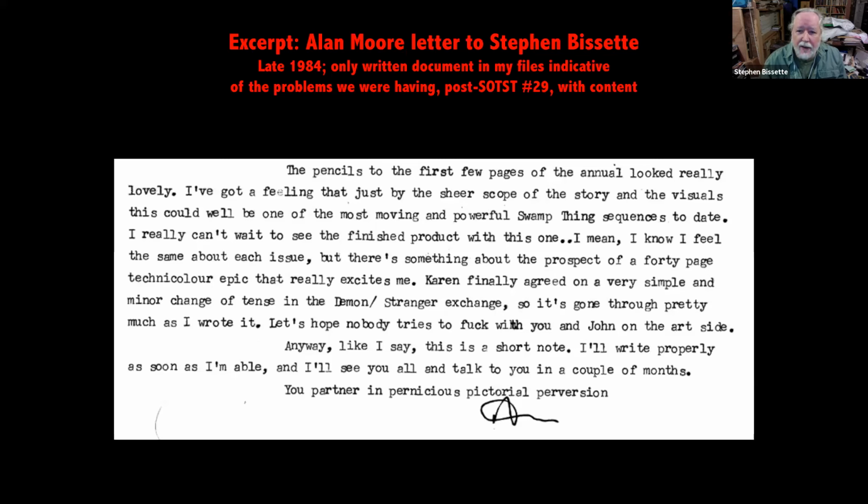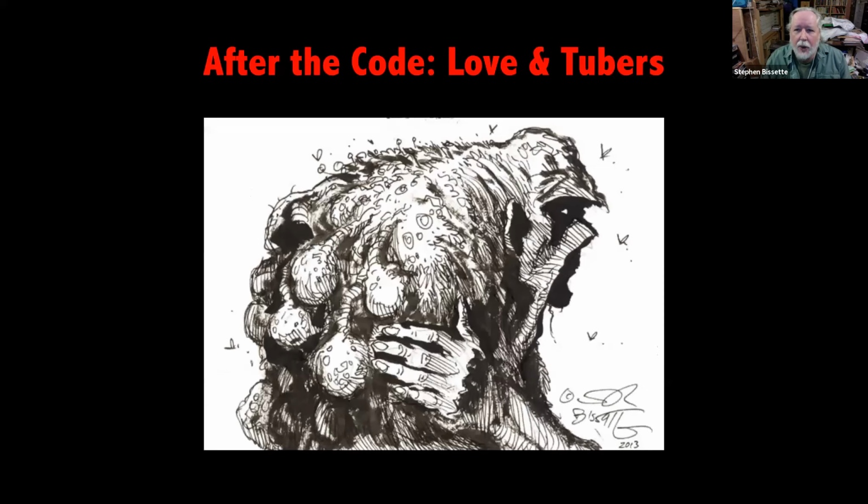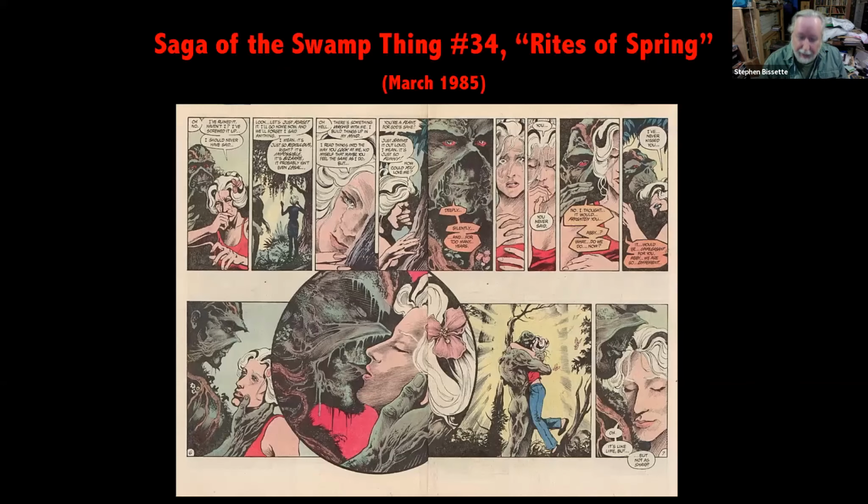By this point, Karen had finally been talking with Alan about what we might be able to do after having lost the code. And after we lost the code, we didn't up the horror quotient, which kind of surprised Karen. We upped the love quotient. And it was losing the code that allowed us to do The Rites of Spring, the issue in which Abby and Swamp Thing consummate their relationship.